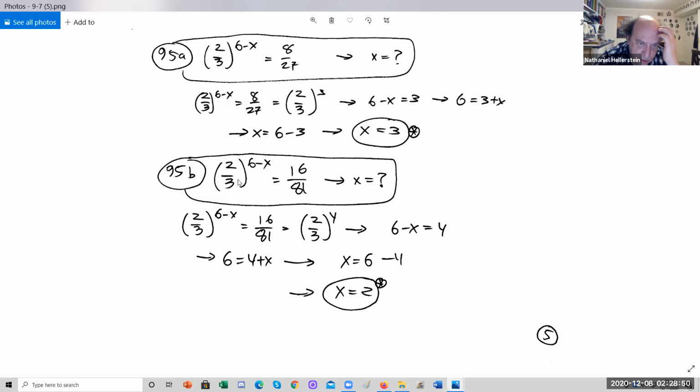Here we have (2/3) to the 6 minus x equals 16 over 81. For what x? Well, here 16 over 81 is the fourth power of 2/3. So canceling out the 2/3, you get 6 minus x equals 4. And so 6 is 4 plus x, x is 6 minus 4, x equals 2. So that's this one.